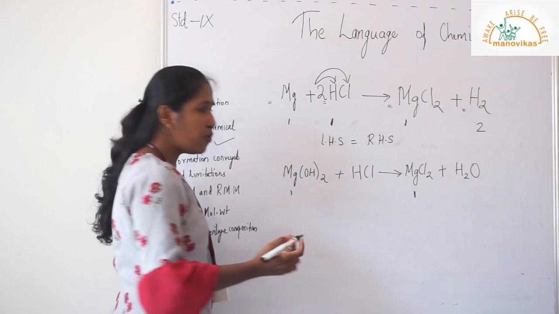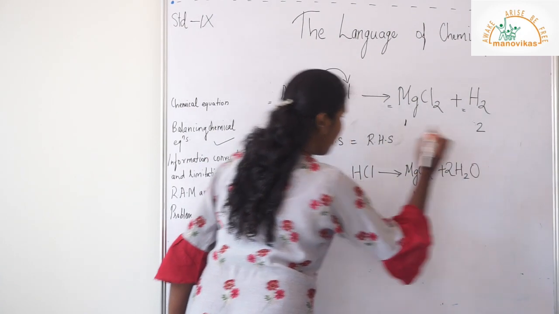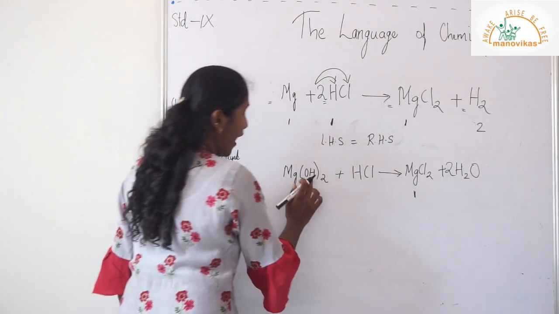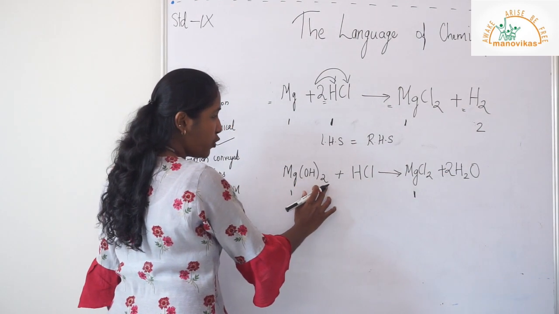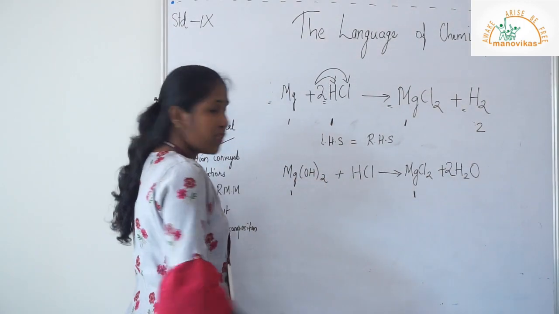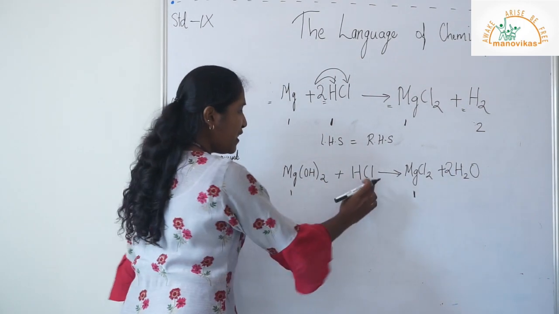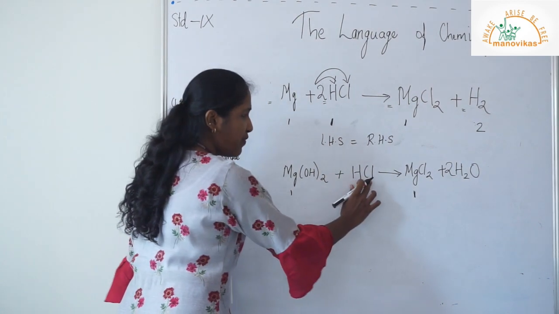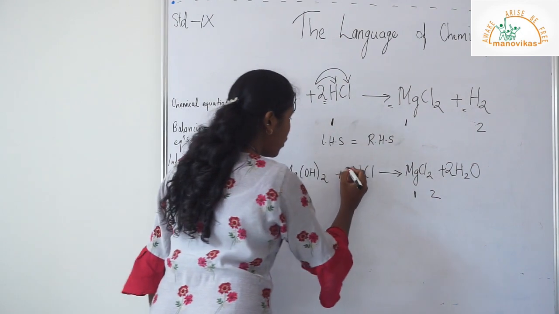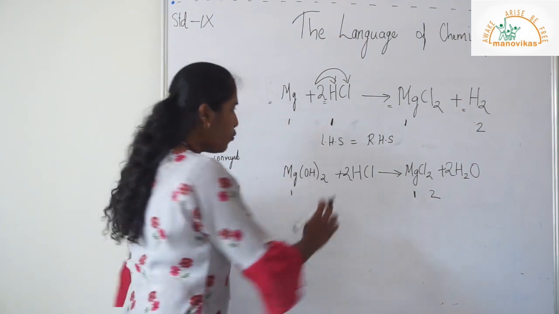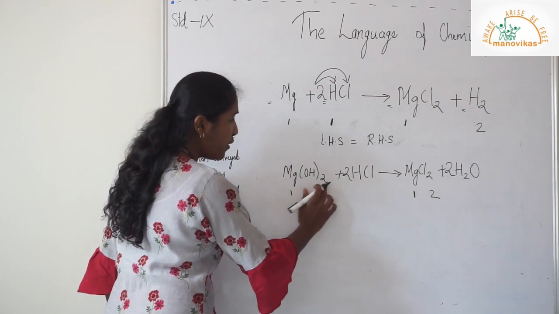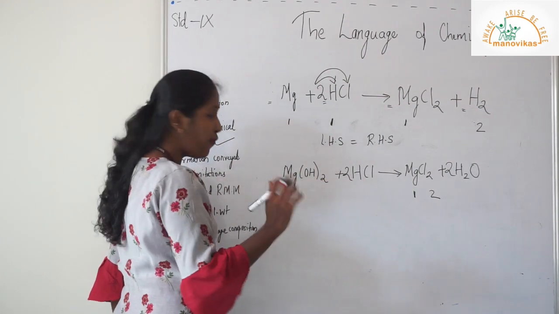So in order to make it 2, we are going to put 2 over here. So now the moment I put 2 over here, hydrogen is over here 2 and this is 1. But over here hydrogen is 2. Sorry, hydrogen is 4. Let's see chlorine over here. Chlorine is 1 over here and we have 2. So in order to make it, we'll put 2 over here. Now, the moment we put 2 over here, hydrogen is also balanced. 2 hydrogen plus 2 hydrogen equals to 4 hydrogen.